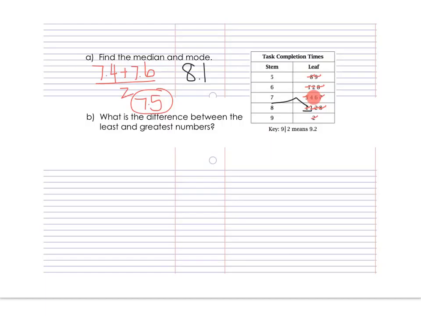Now let's find our range. Smallest number is 5.8. And our biggest is 9.2. Again, remembering that this key tells us that those numbers in the stem and the leaf are really a decimal. So if we subtract them, we end up with 3.4 for our range.